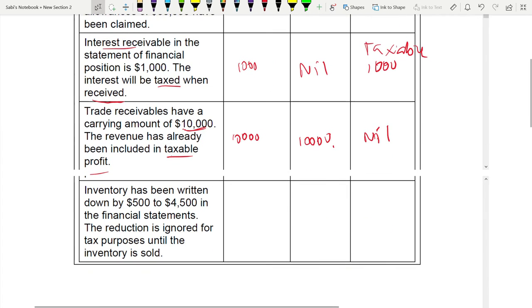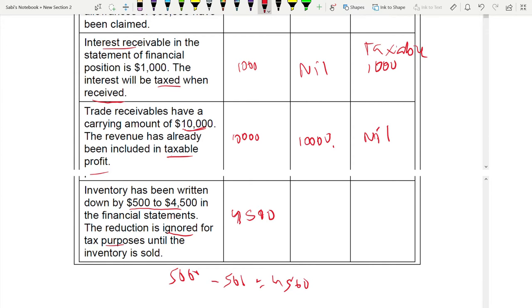Then inventory has been written down by 500 to 4,500. The reduction is ignored for tax purposes until the inventory is sold. So ignored means, okay, see, inventory has been written down by 500 to 4,500. So carrying amount is normally 4,500. What is the tax base? Remember, they told, okay, inventory has been written down by 500 to 4,500. Please understand, that means the actual amount was 5,000. From here, they reduced 500. That's how it went down to 4,500. Okay, so tax base will be 5,000 only, because they do not care about this reduction. They ignore this reduction by 500. So 5,000 is the tax base.